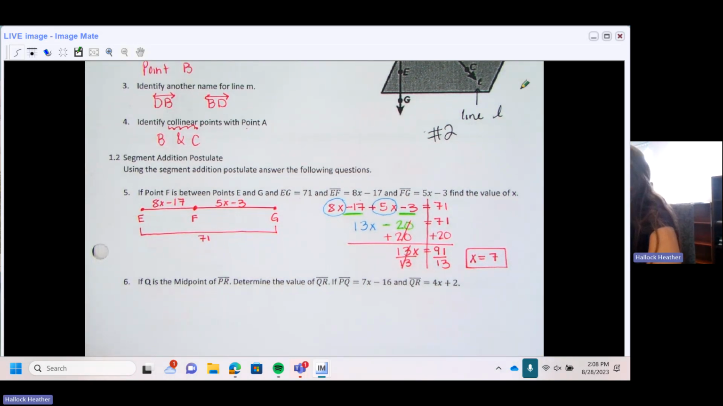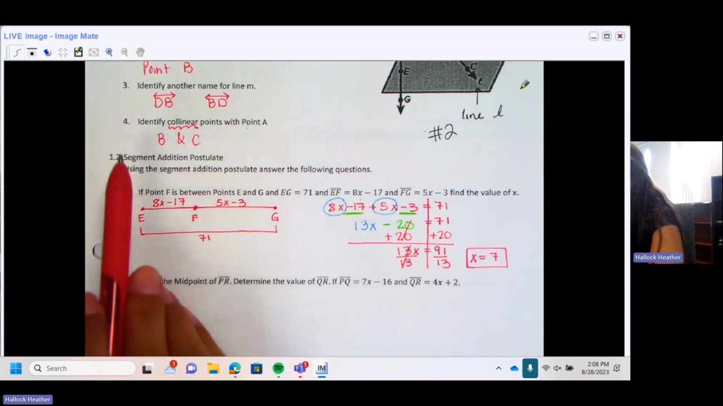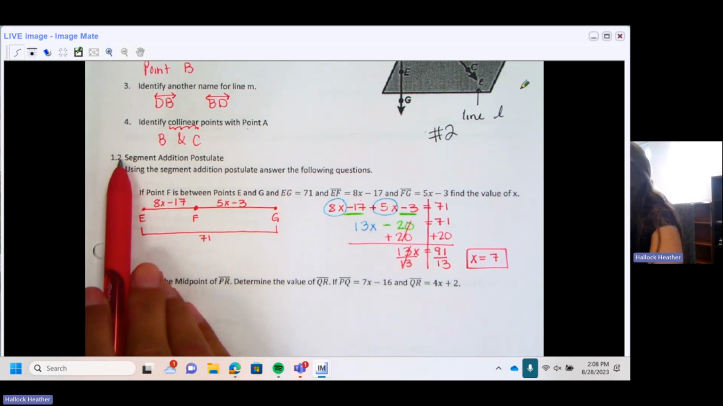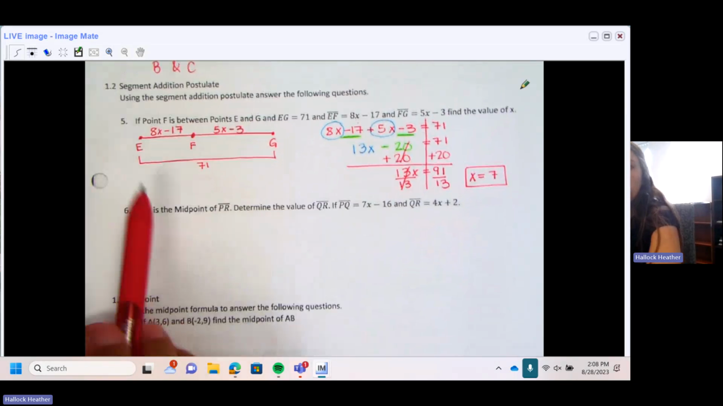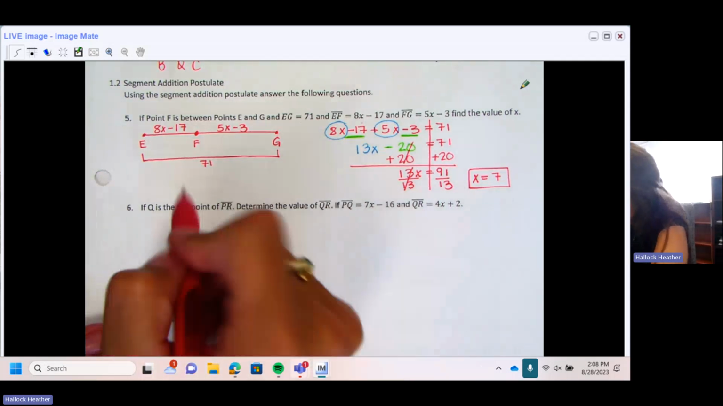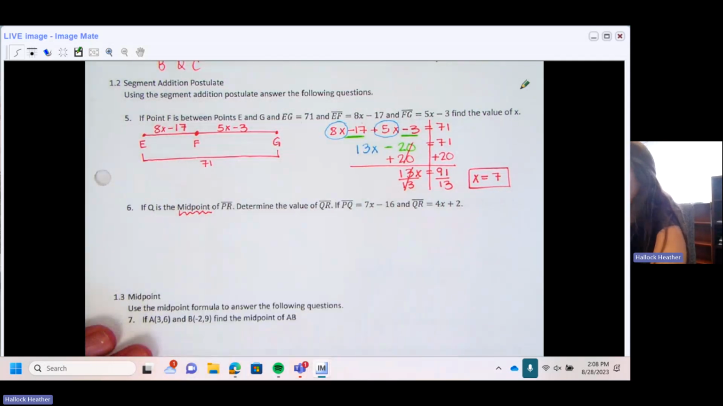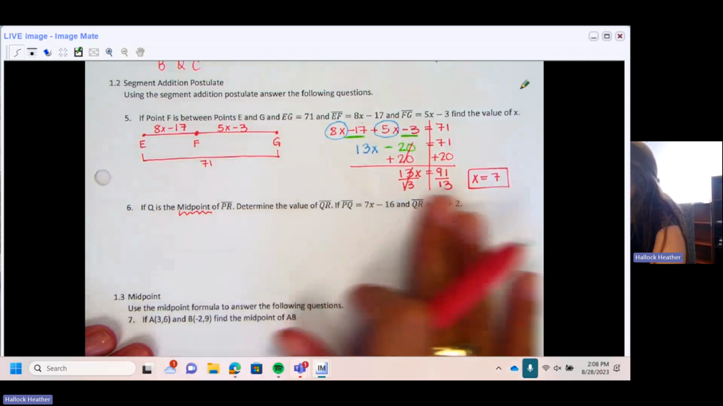Now I'm going to do number 6. Number 6 is similar. It's still segment addition postulate. This is from 1.2, so you can look back at your notes. This says if Q is the midpoint, so it's in the middle of PR. So I'm going to stop there. I'm not going to read the rest of it because it's going to confuse me.